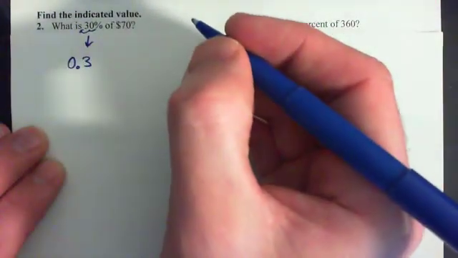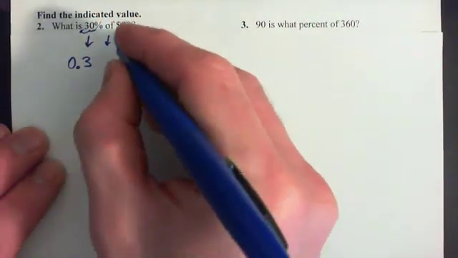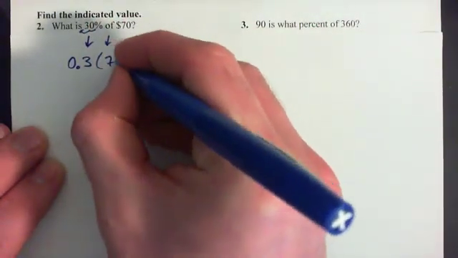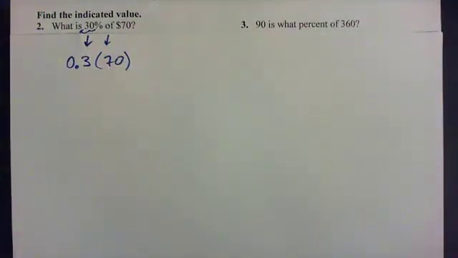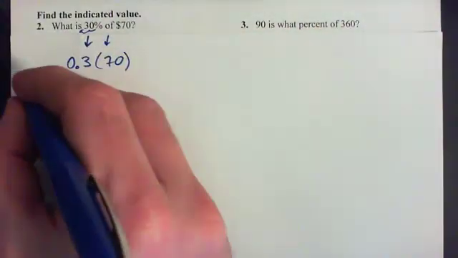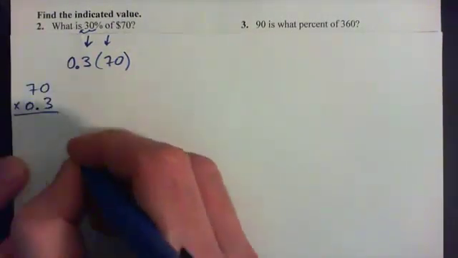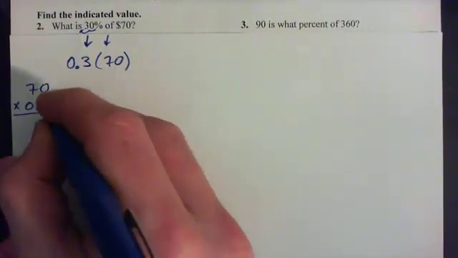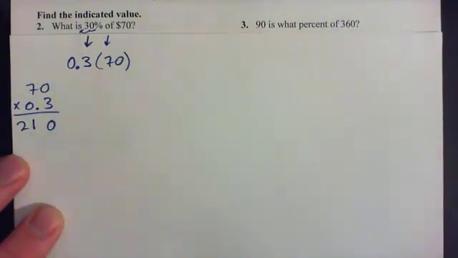0.3, right? Of means multiply. In math, of means multiply. Multiply by 70. Okay, 30% of 70 is simply 0.3 times 70. So all we need to do is multiply that and we have the answer. So 70, 0.3, multiply. 3 times 0 is 0. 3 times 7 is 21. And is the answer 210 or not?